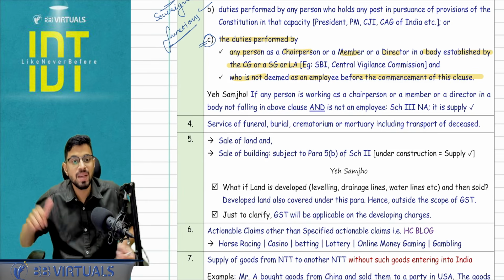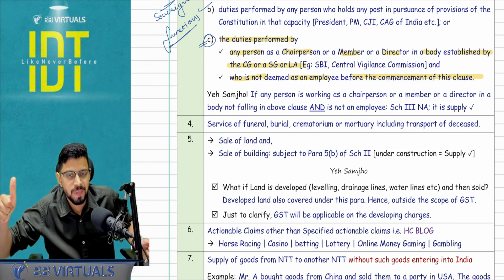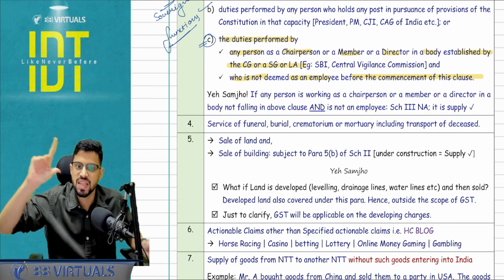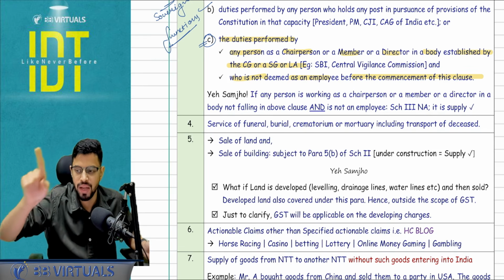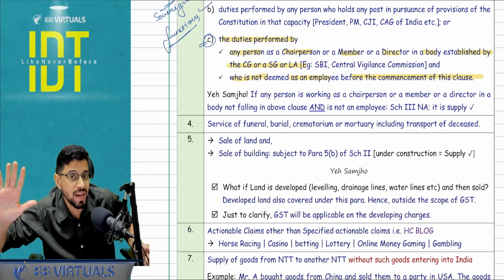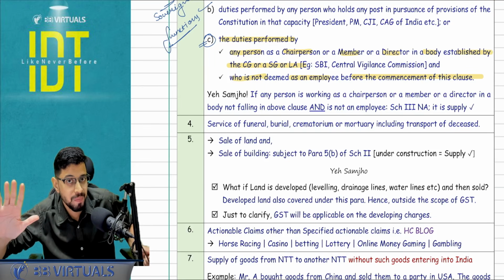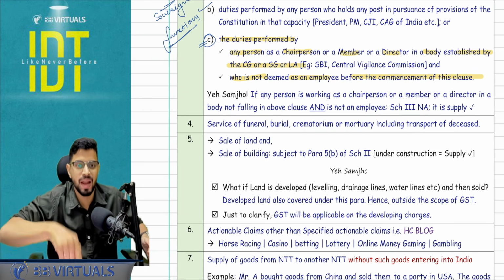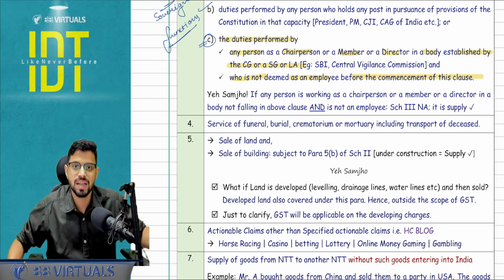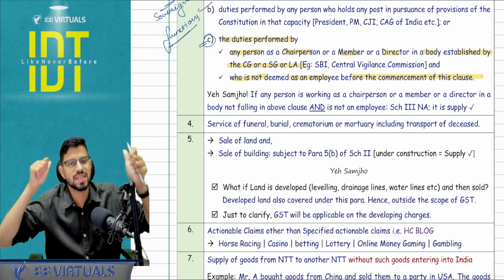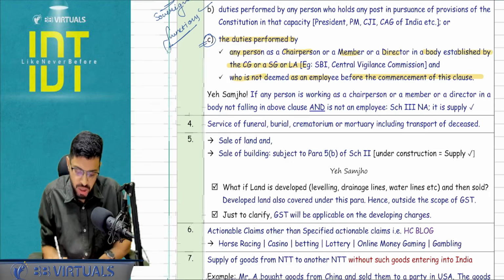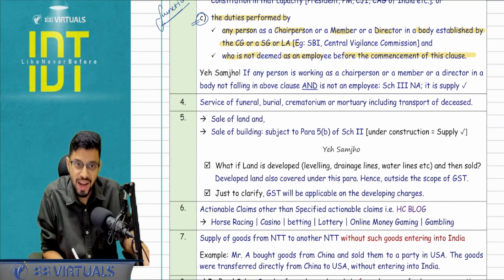So if it is a private body and I am an employee, paragraph number 1. If it's a government body and I am an employee, paragraph number 1. If I am a member, director in a government body, not an employee, paragraph number 3. And if it is a private body, I'm working as a consultant, no paragraph applies, GST applicable. Everyone, is it clear? I've given this conclusion here. Understand this, okay?